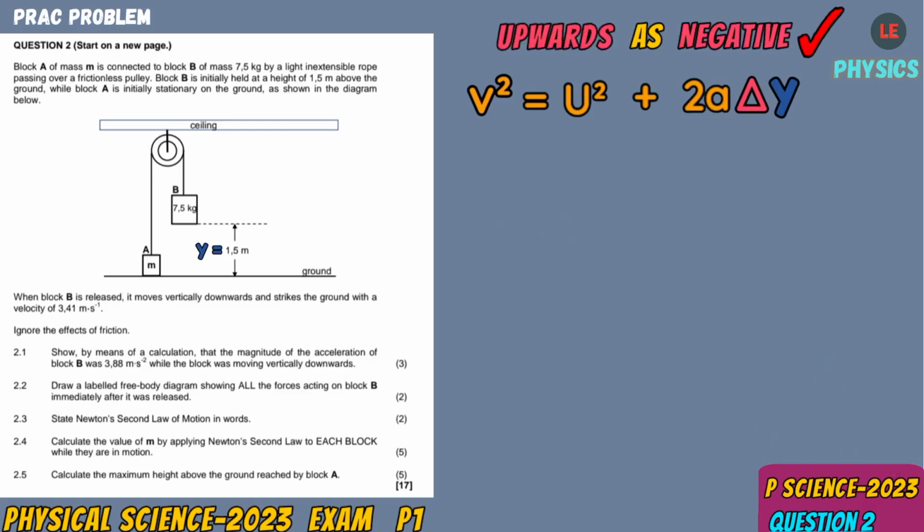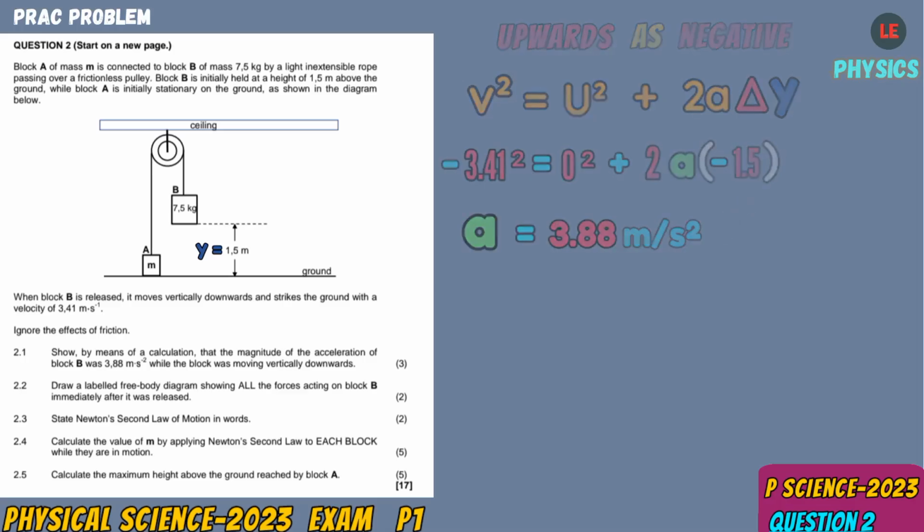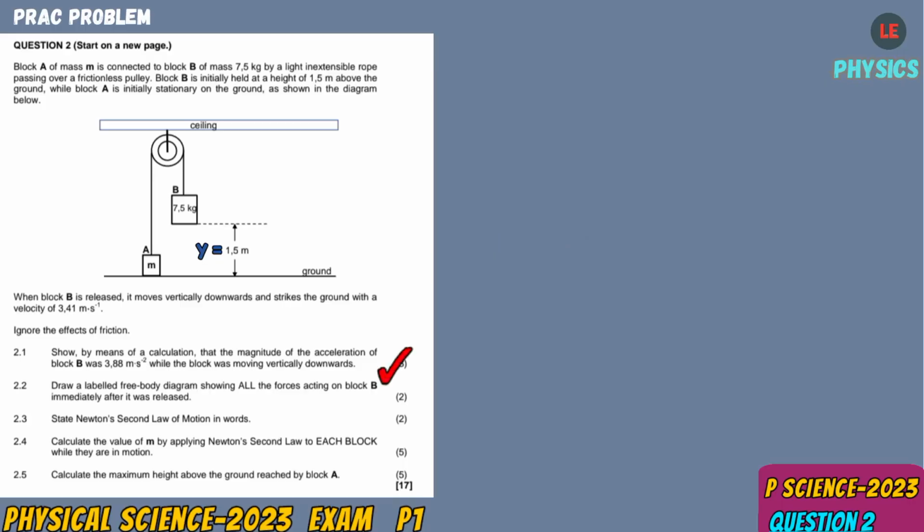But you can use upwards components. Velocity will be negative and height will be negative, which gives us the same magnitude of acceleration. Therefore, it is proven. In the following question, we have to illustrate the force diagram of block B after it is released. So, the force acting on this block is upward force on the rope. This force points upwards and weight facing downwards.